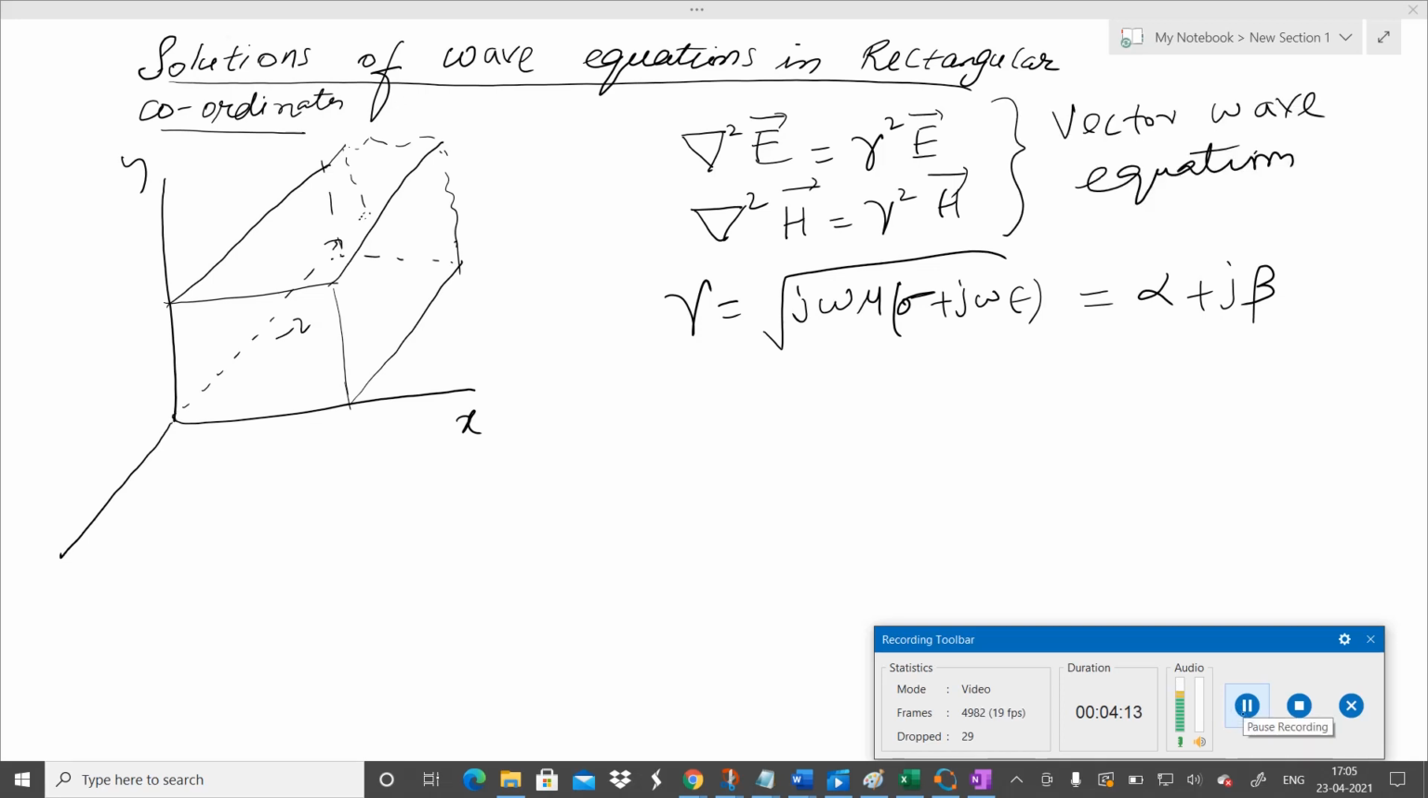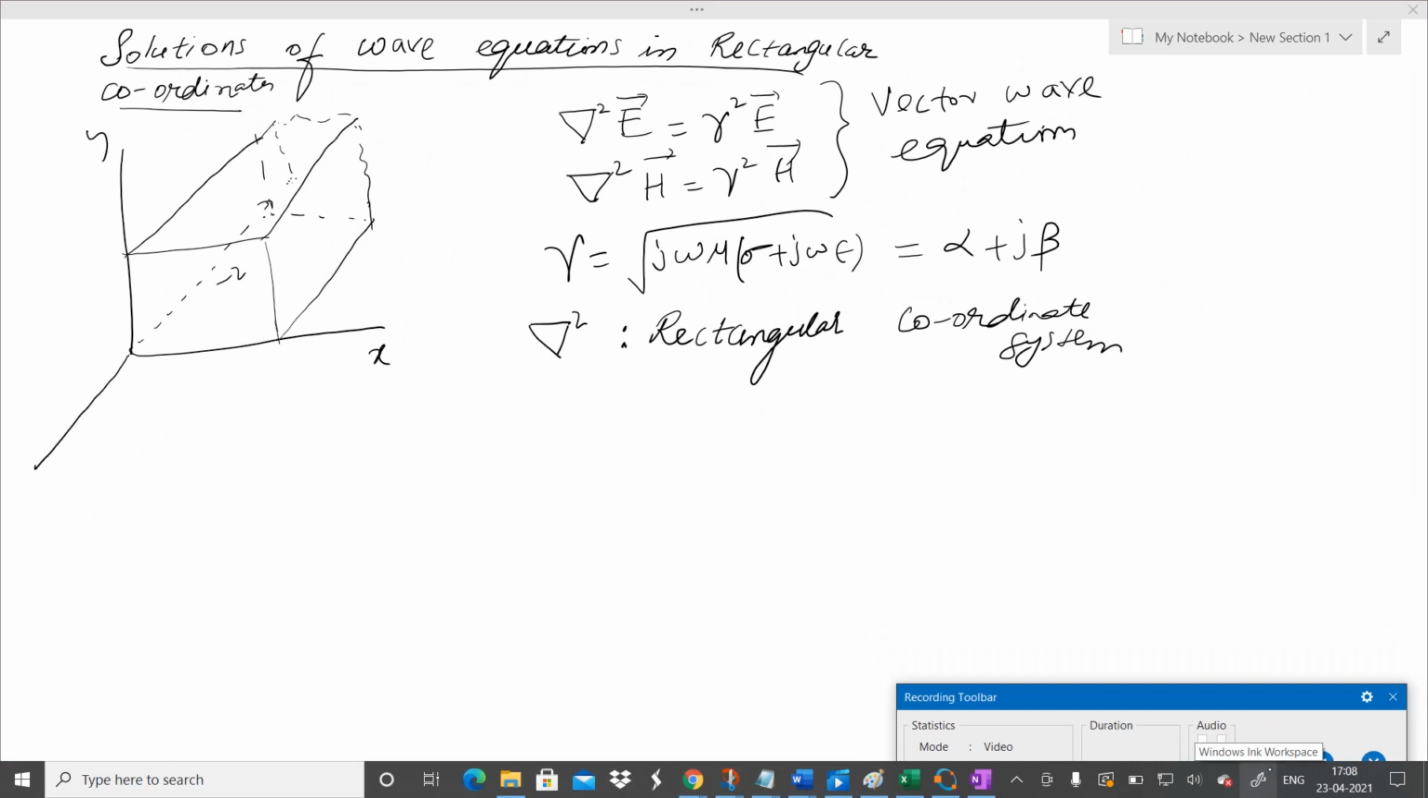Definitely here the Laplacian operator del square will be written in rectangular coordinates because of the symmetry. Right now we are studying the rectangular waveguide. Unnecessarily, if you here use a cylindrical coordinate system or spherical coordinate system, it will complicate the problem. So we will use rectangular.